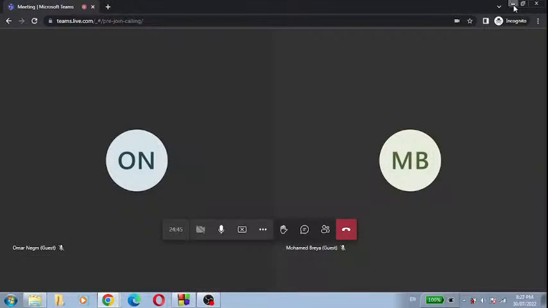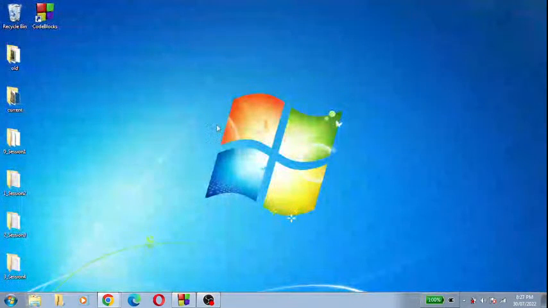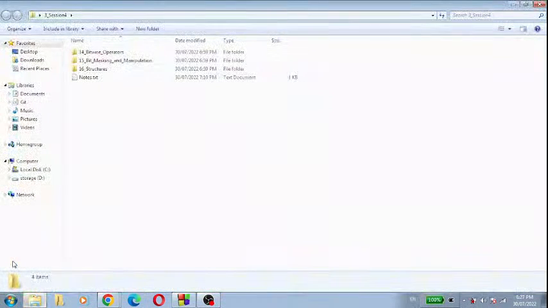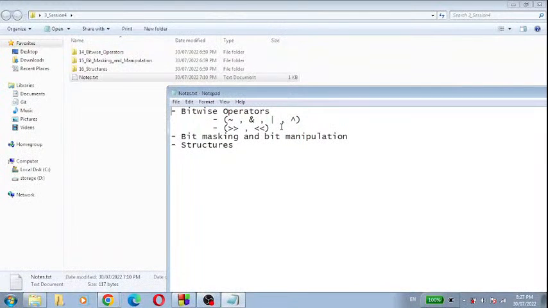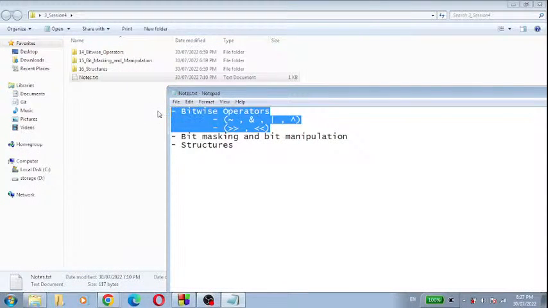We are going to some new topics here. Now we are going to talk about something called bitwise operators. We had the arithmetic operators, and also the logical operators, also the relational operators, and now we are going to talk about the bitwise operators. So let's talk about it.